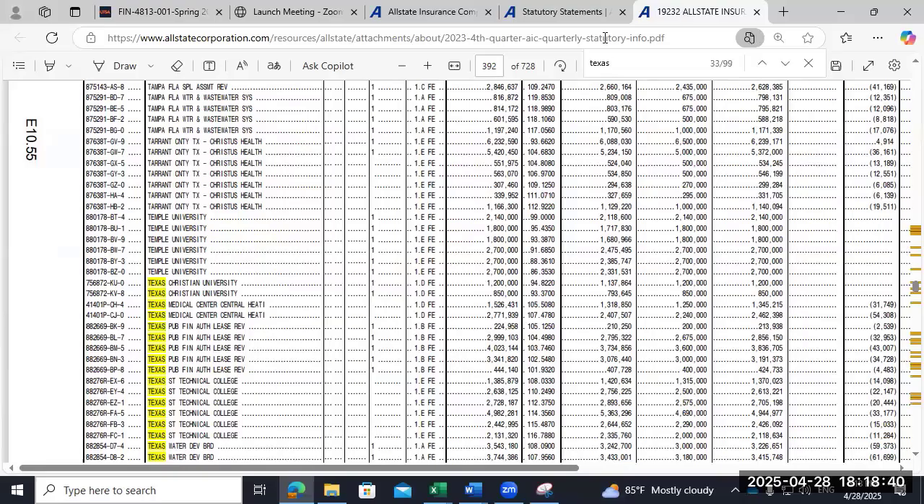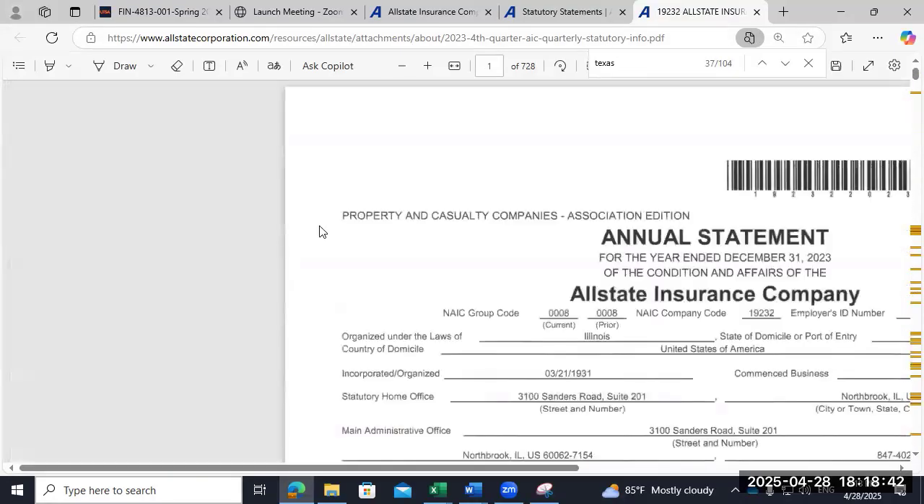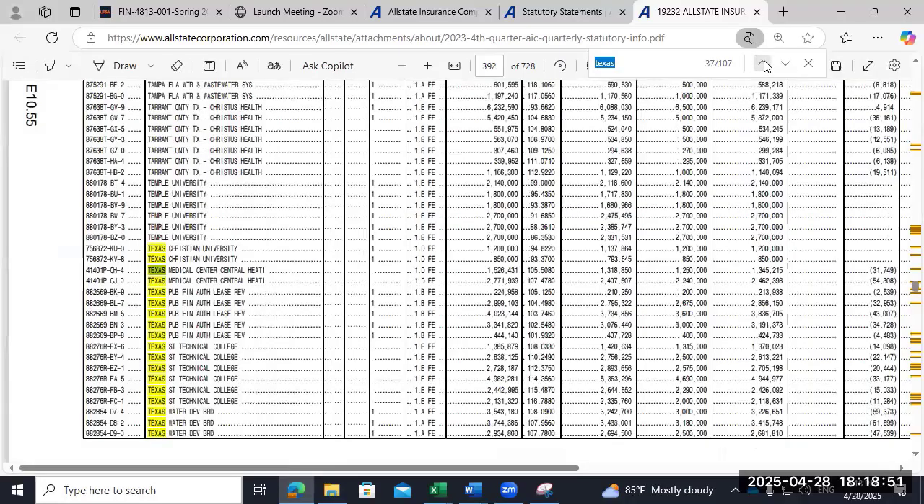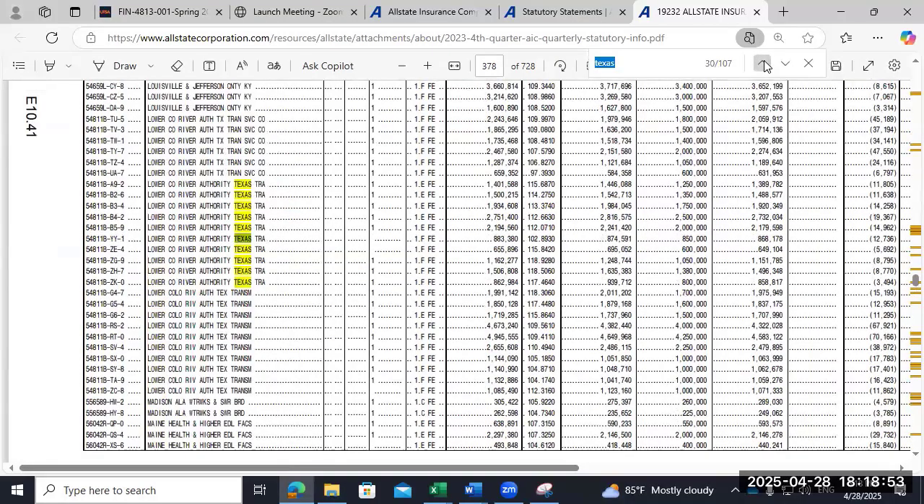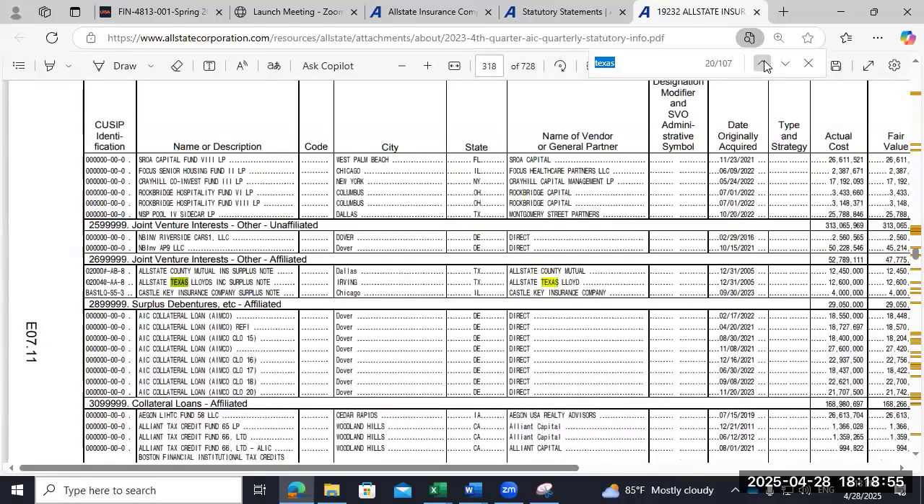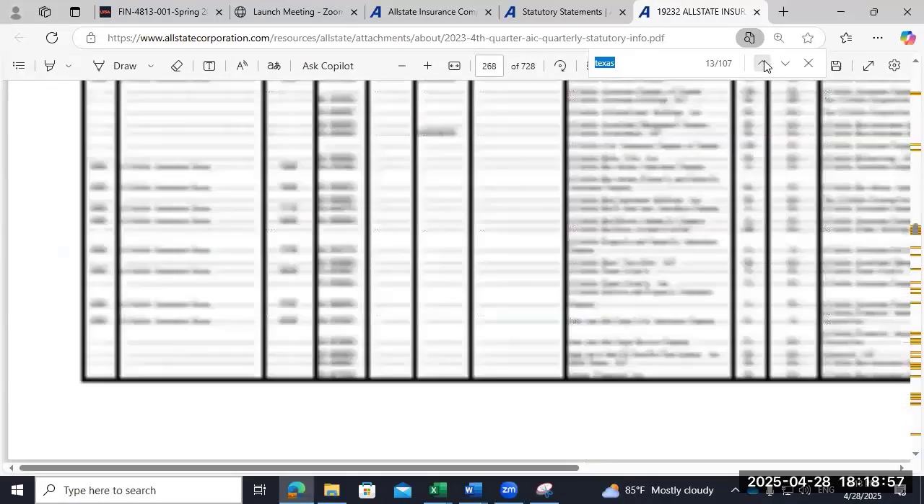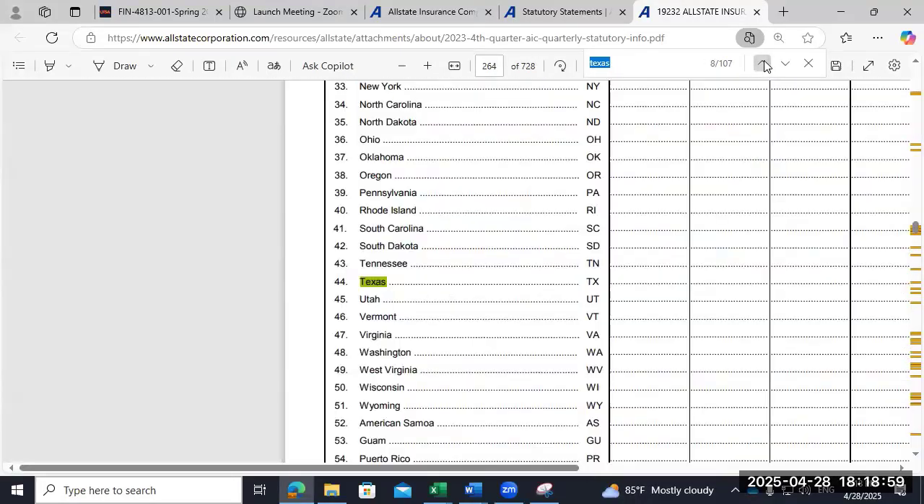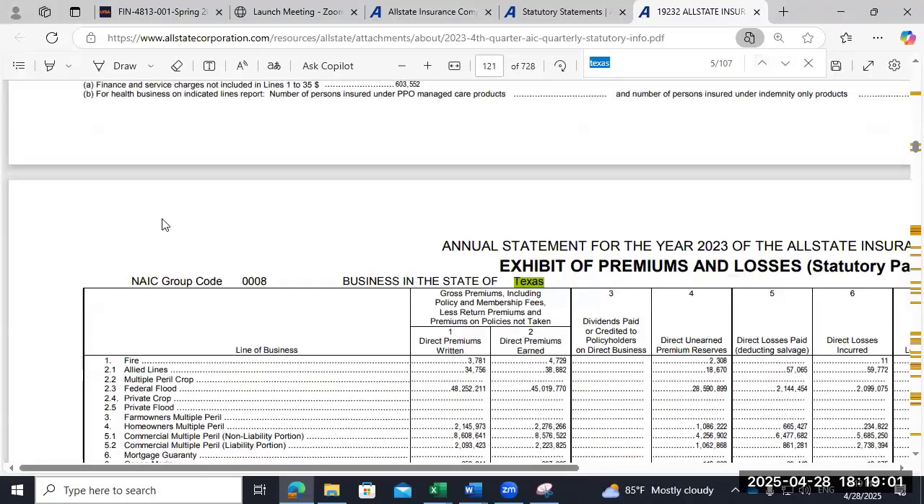There's too many Texases in here. Too much Texas. Let me try it again. Let me try. Go up and set it down. I'll find it pretty soon because there are not that many left. There it is.